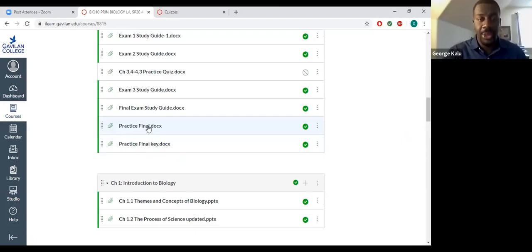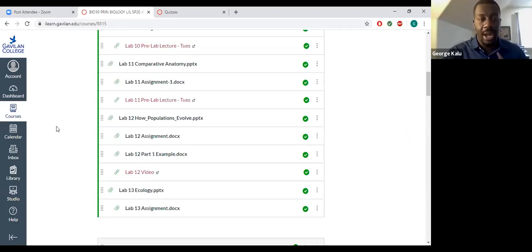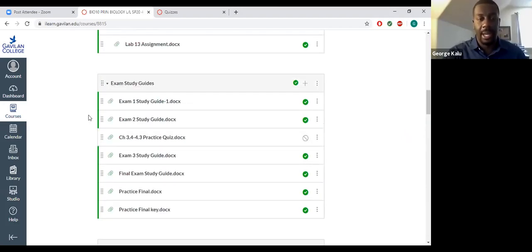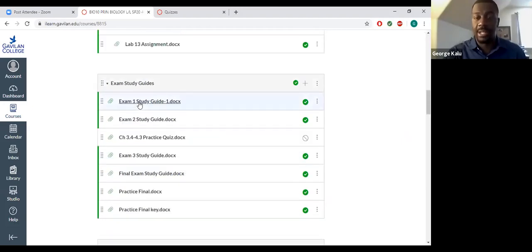So make sure you go through this. There's a practice final, and then there's a key as well. So make sure you take a look at that, and you can use that to study. Oh, I forgot to upload the previous exams. I will upload the previous exams onto Canvas later today, so you can use those to study. My apologies for that. I meant to do that last week and I forgot.